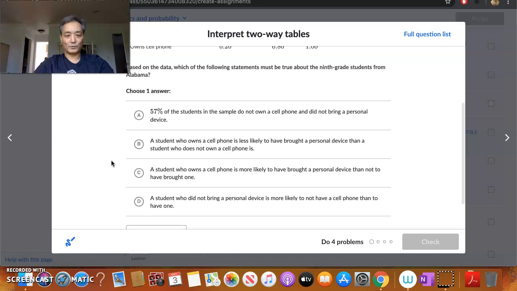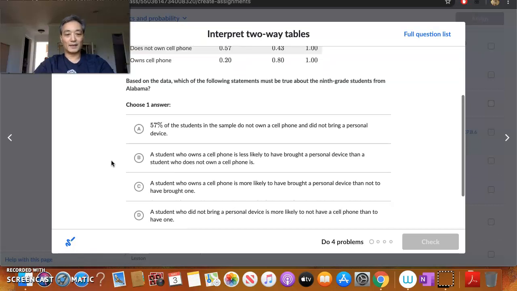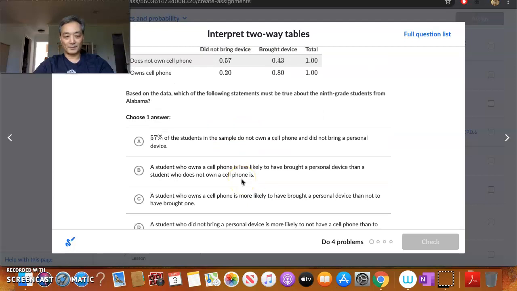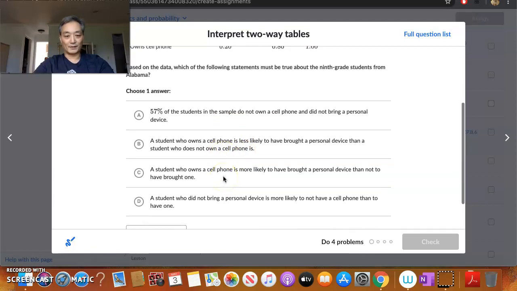So a student who owns a cell phone is less likely to bring a personal device than a student who does not own a cell phone. Again, we cannot compare between those students who own and those who don't. That would make it a comparison by column, right? So again, that doesn't make any sense. So B can't be the answer.